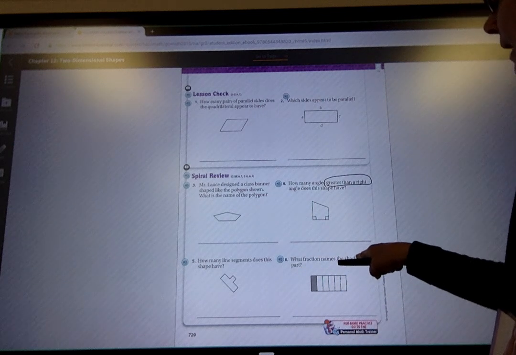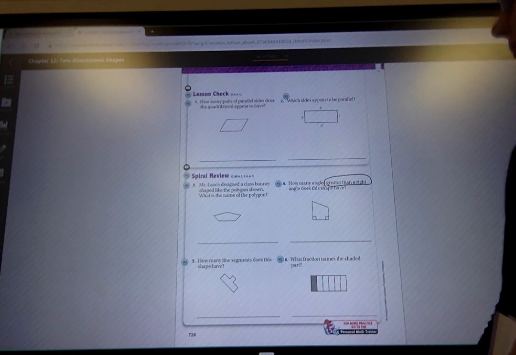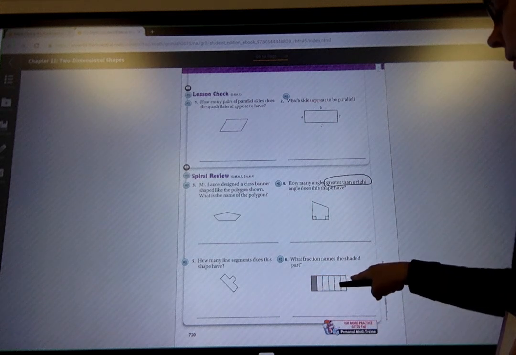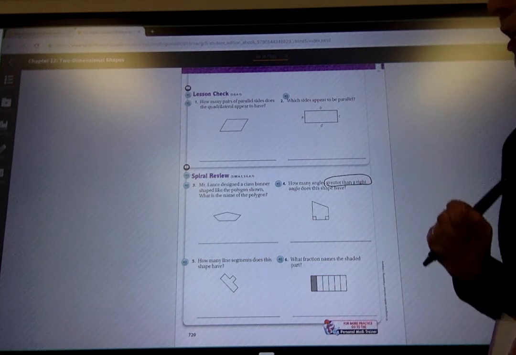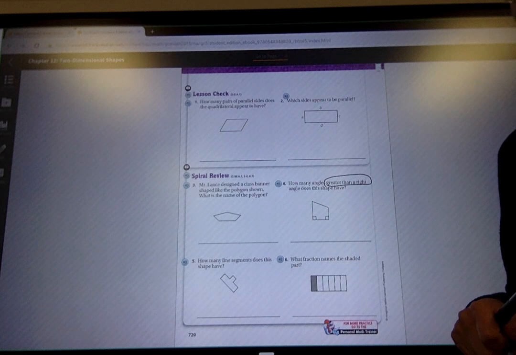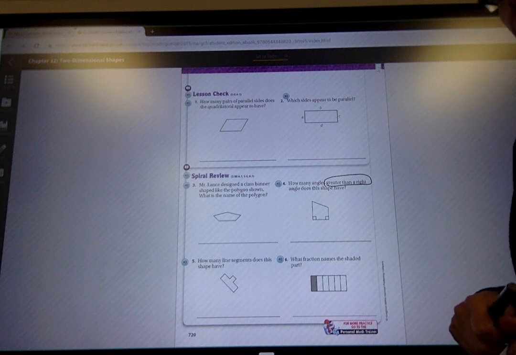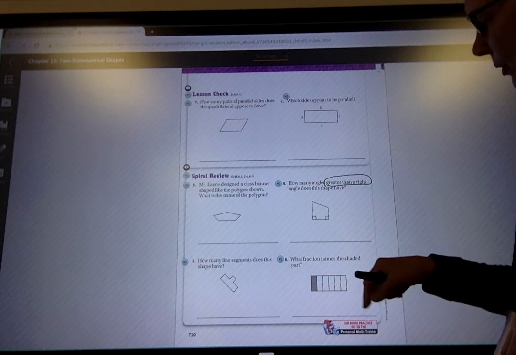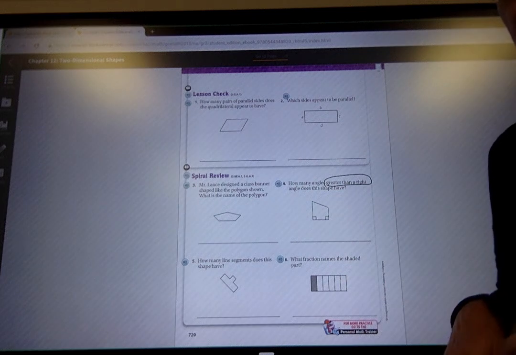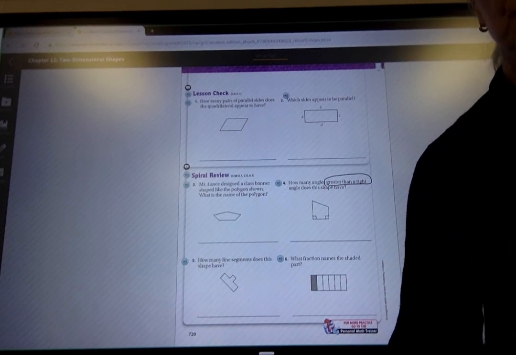What fraction names the shaded part? So we have the total number and then the shaded part. The shaded part is our numerator. The total number of shapes is our denominator. Take a picture and send it to me when you're finished.